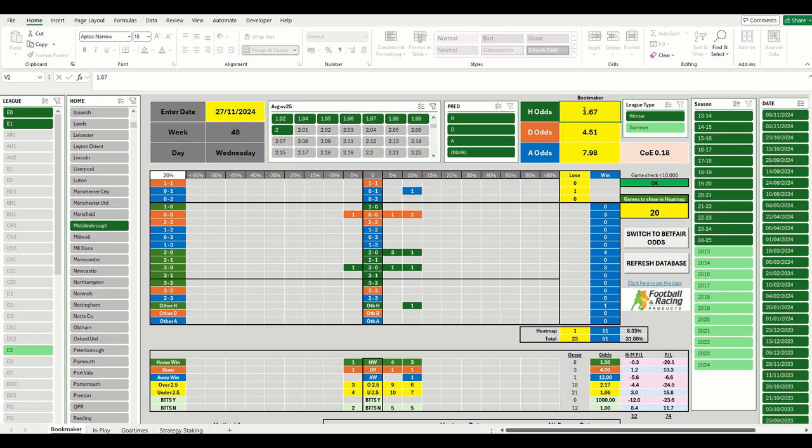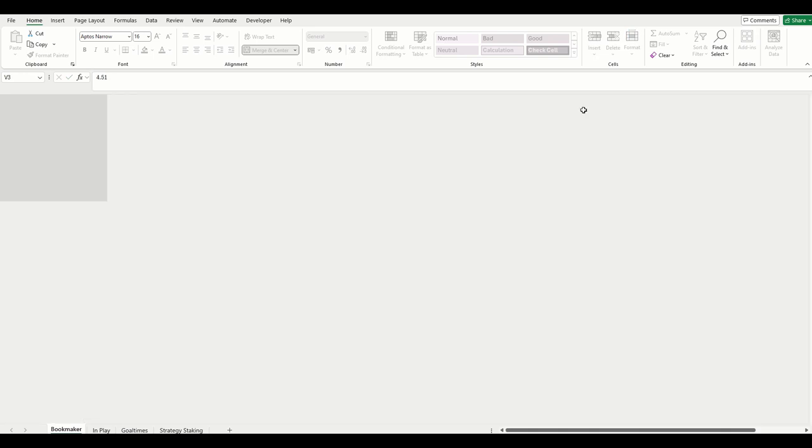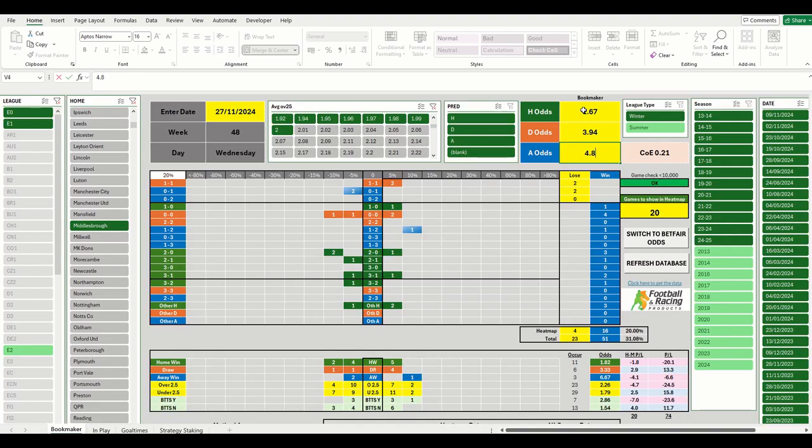So currently priced 1.67. I watched a bit of Middlesbrough Oxford the other day. Middlesbrough looked really, really good on the break. And what's the over 2.5 on this one? Currently 1.69. Below this, the 1.51 to 1.75. 1.51 missing.